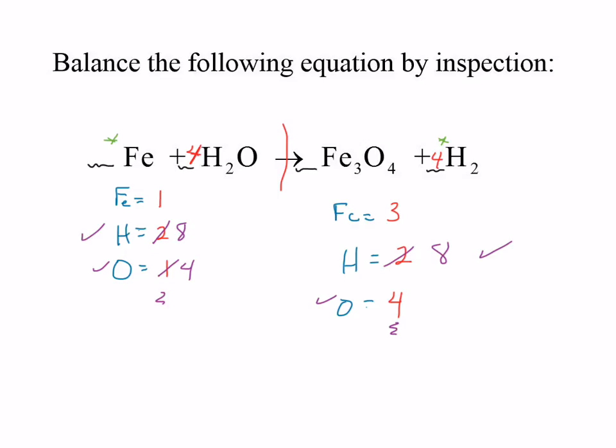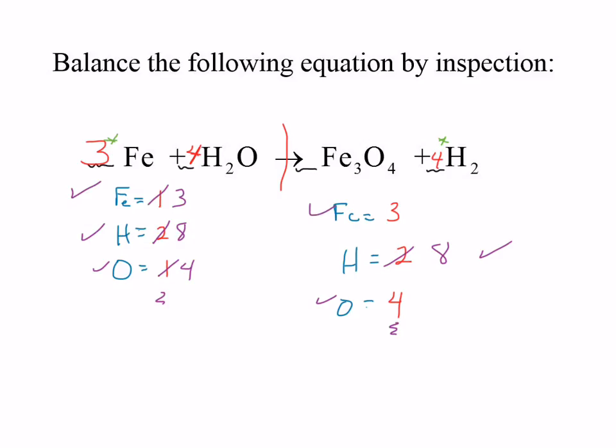Then all I need to do is fix my irons. So I have 3 irons on the product side, and how do I get 3 irons on the reactant side? Multiply it by 3, stoichiometric coefficient of 3. That's exactly it. And update my iron quantity. Now I got 3.